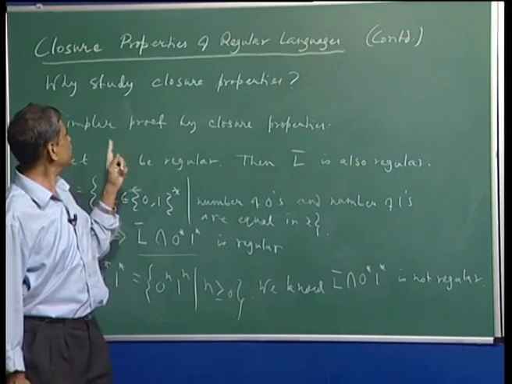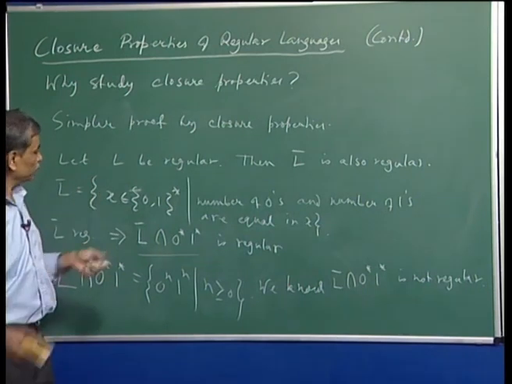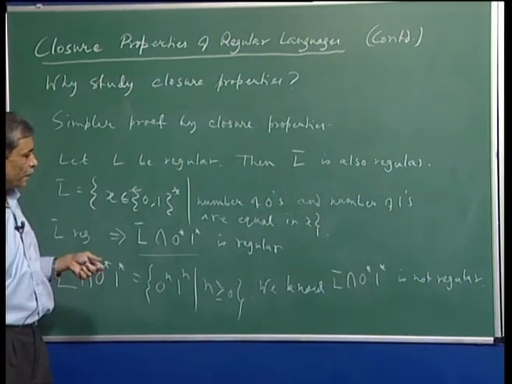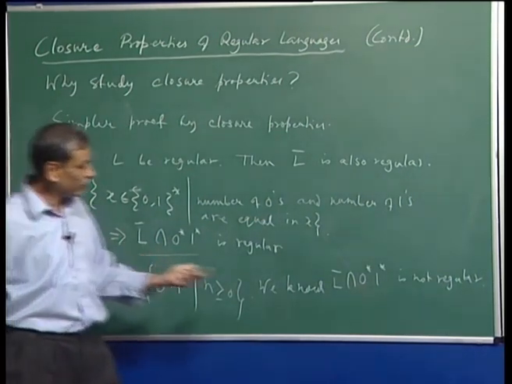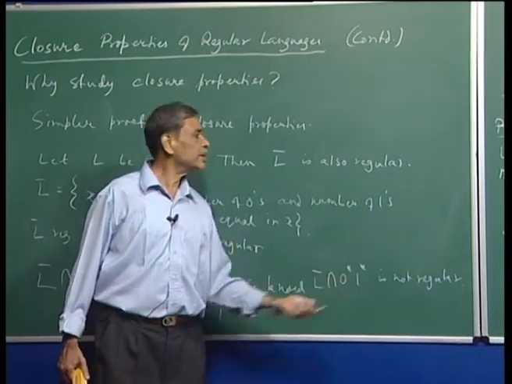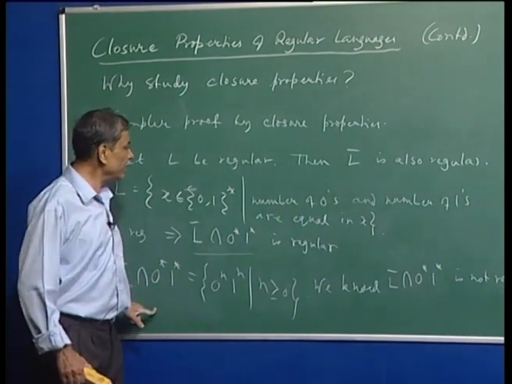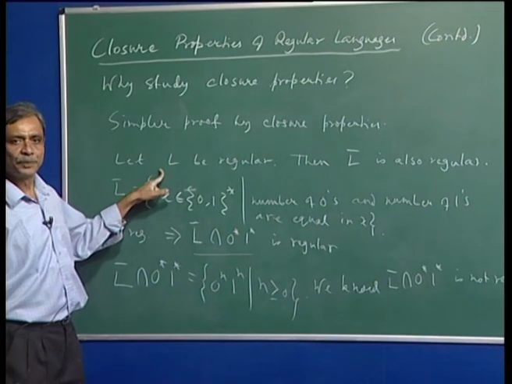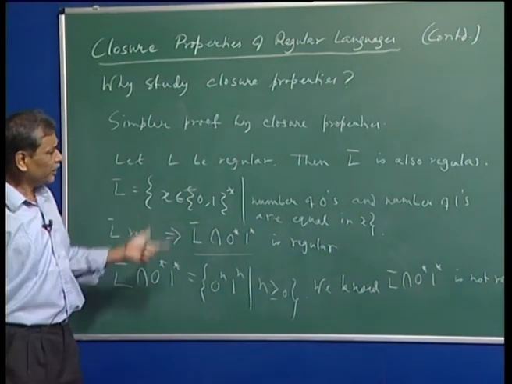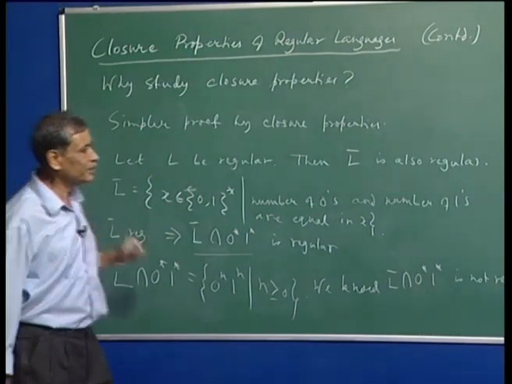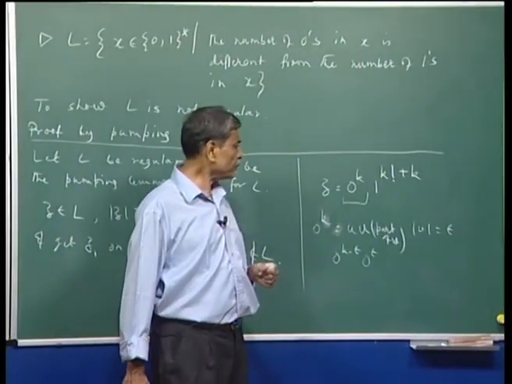Why? Because I started with a regular language L and we did some closure operations which preserve regularity, and we got a language which is not regular, which means our assumption must be wrong. And therefore I claim L is not regular. Here I got a contradiction, therefore L is not regular. So, you will definitely see that this proof is much simpler than directly applying the pumping lemma.